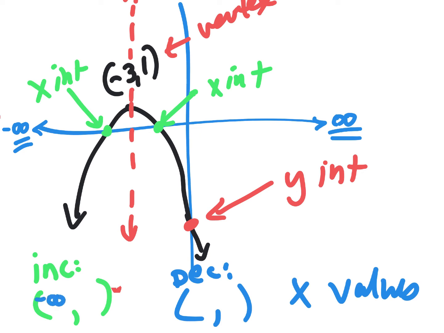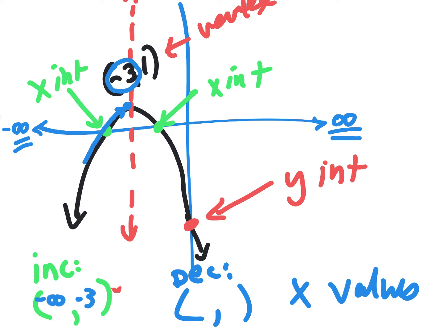And when does it stop increasing? It stops increasing right there. Think if you were in a roller coaster and you were riding it up, at that exact moment at the top, you stopped increasing. Give me your final answer. Negative infinity to negative 3. Raise your hand if you had that one. Okay. This is hard to get across, so thank you for trying with me.